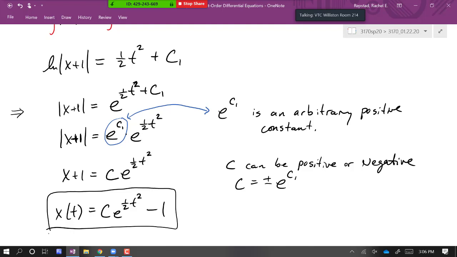It makes sense to have this constant here. C1 could be any old constant, positive or negative, doesn't matter. It's an arbitrary constant. e to the C1 just has to be positive because of the nature of the exponential function. So if I'm trying to get x by itself, I'm allowing for the possibility that it could be positive or negative. I'm going to do a little bit of stuff in the margins.